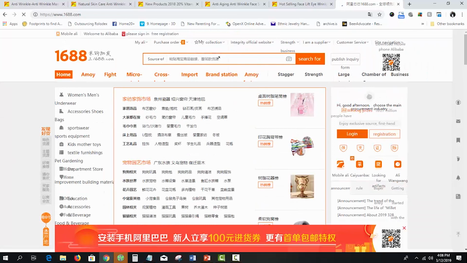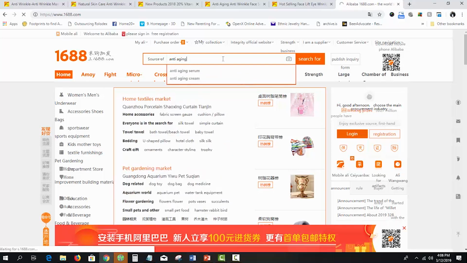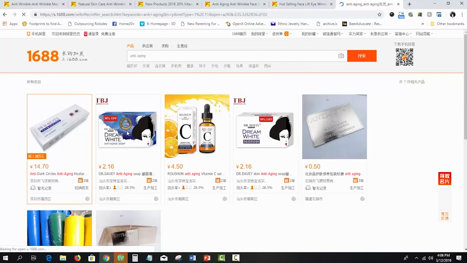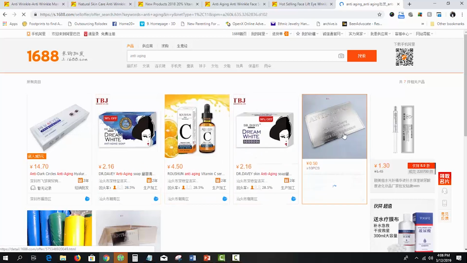And then you can do exactly the same thing that you did on Alibaba. Just type in your products. Okay, type it in, and then it's going to open up. So you can see all of the products, and the sizes. You are going to buy these products a whole lot cheaper on 1688 than you would on the Alibaba website. But it's basically the same thing.